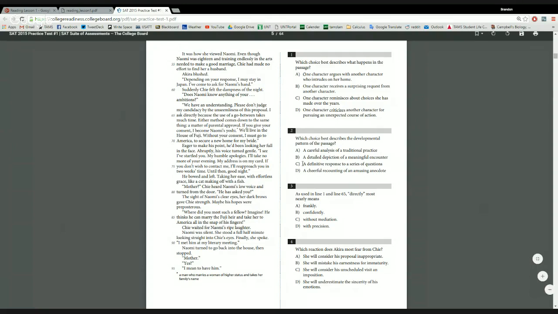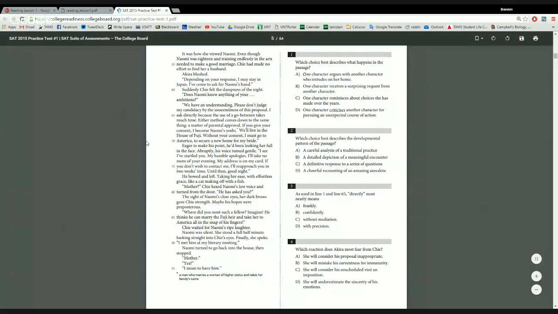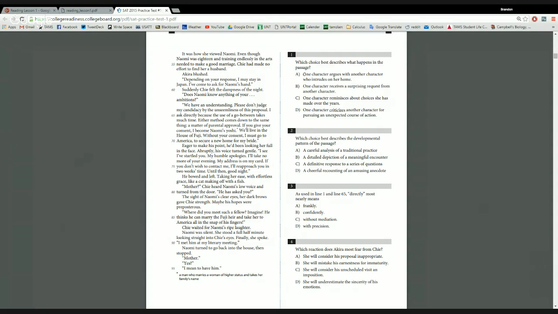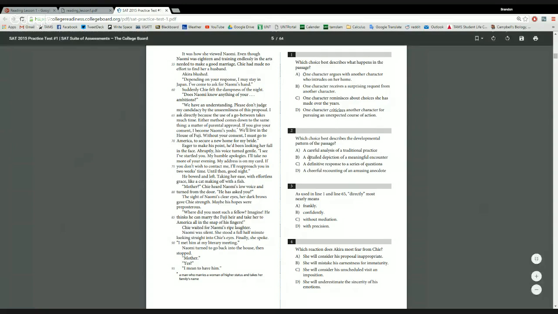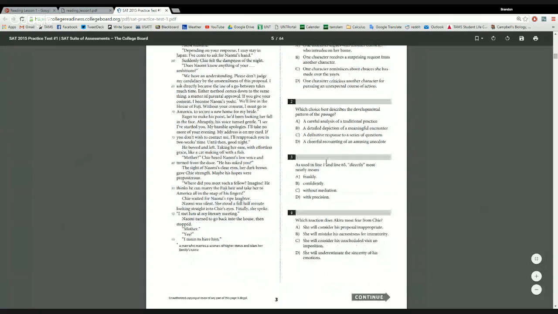And D. A cheerful recounting of an amusing anecdote. Was this exactly amusing? It's not. It was actually quite serious and sincere of Chi. So this is incorrect. So the answer is B. A detailed depiction of a meaningful encounter. We've answered 3. Now we move on to 4.